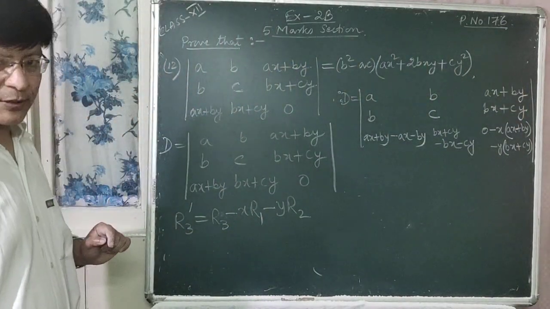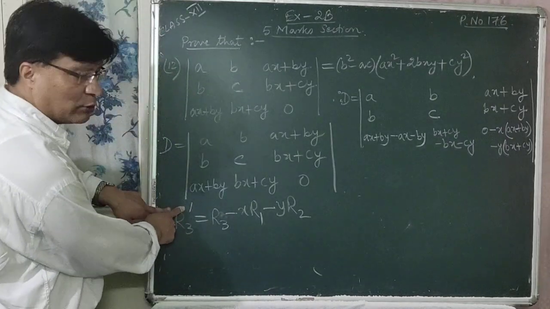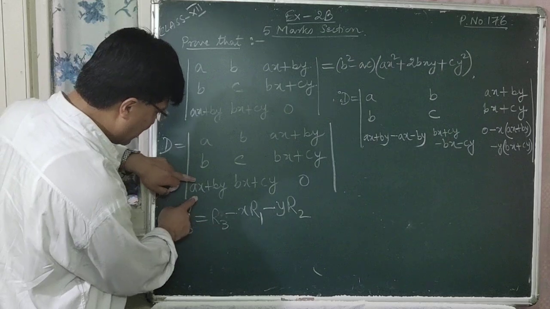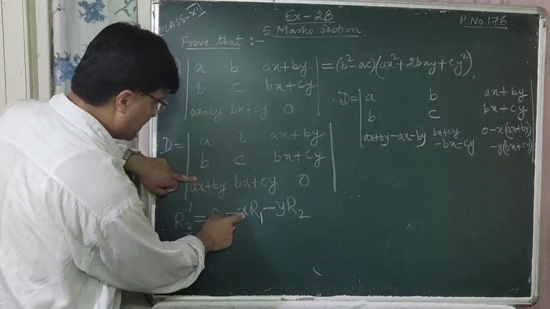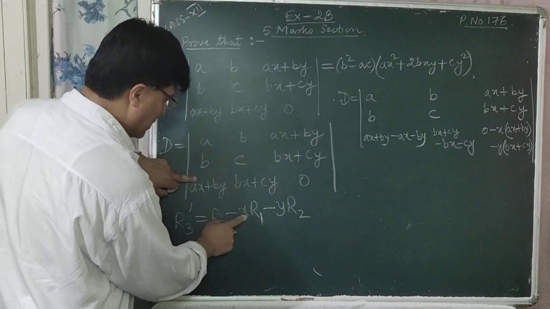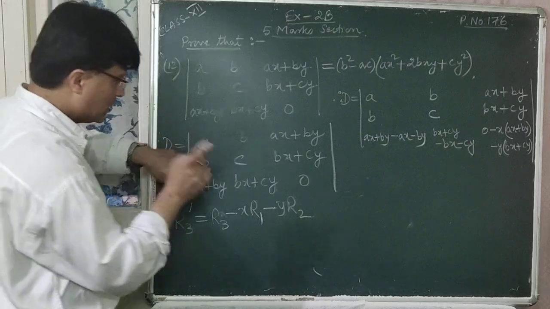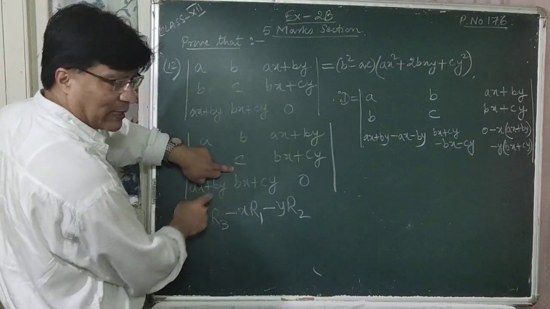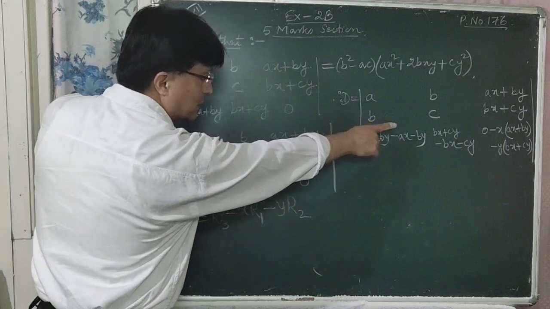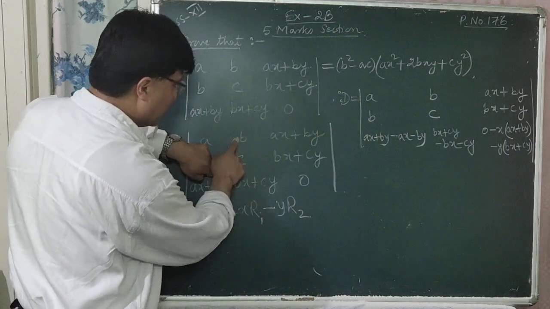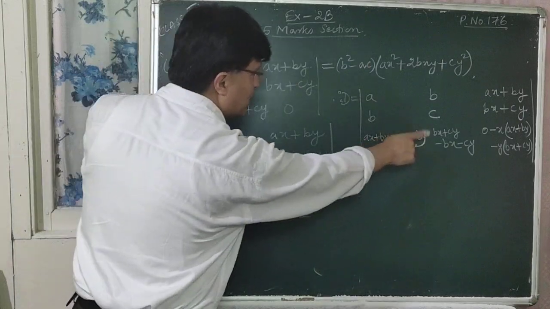So I think you have understood it. Let us check it once again. R3 dash means new row 3. What is R3 now here? AX plus BY. It is written here. Minus X R1 means minus X into A. That is minus AX. Minus Y into R2 means minus BY. Minus BY is written here. Similarly, what will be the second element of the new third row? That is R3, bx plus cy is written there. Then minus x into b, that is minus bx. Then minus y into R2 means minus y into c, that is minus cy.